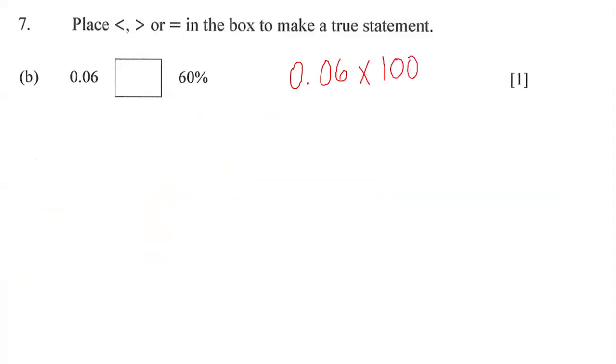We multiply it by 100, it becomes what? 6. This is what? 6%. Okay, 6%. And we know that because we could take this and move the decimal point over twice. So this is 1, 2. So it's just 6. So it's going to be greater than.